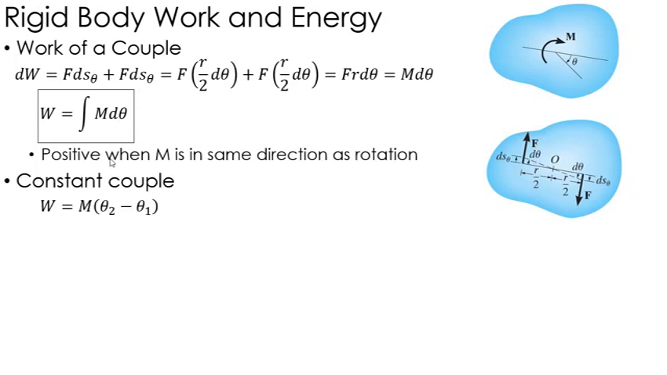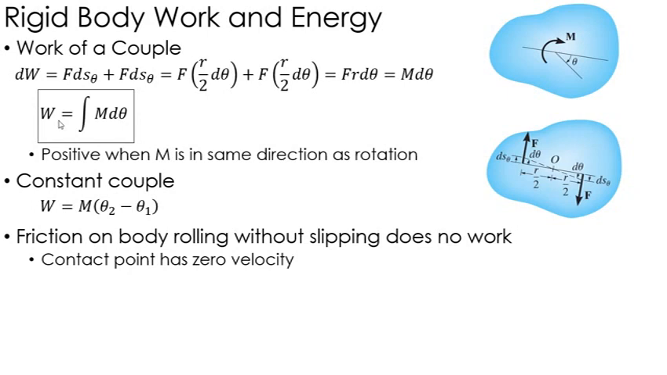Okay, for the common occurrence where I have a constant couple, I just take the moment, bring it outside the integral, and get basically the moment times the change in angular position, as shown there. Quick word: if I have a rolling body, recognize that friction does not do any work, and that's because at the point of contact there's no velocity, right? It's not moving at the point that the force is actually acting. Therefore, it does no work. So if you've got a rolling body, just recognize that there might be things doing work, but friction, if it's rolling without slipping, is not doing work. Friction may be doing work if it's slipping, but not if it's rolling without slipping.